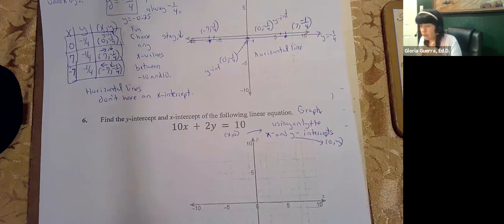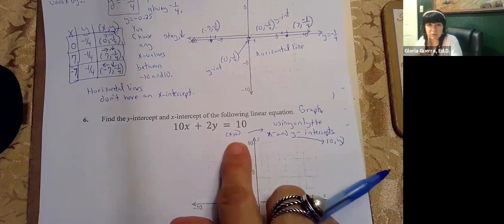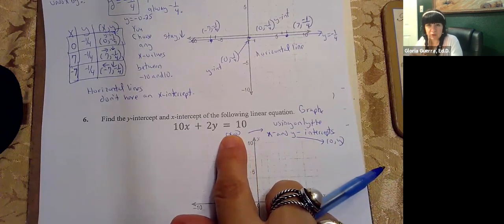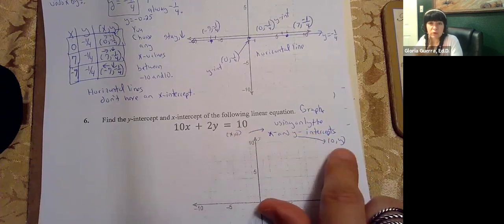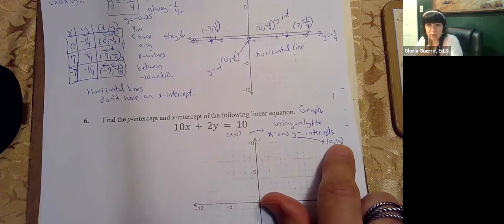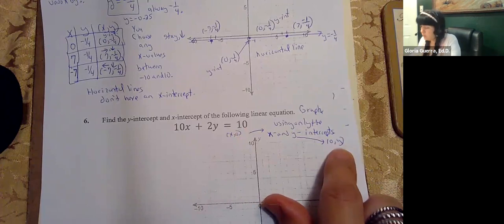And then you're trying to find where it crosses the x-axis. So this is x generic. You're trying to find out what x is. Where does it cross the y-axis? You're trying to find out what the y is. Okay, so if I do this table, I don't need 3 of them. I just need 2 points.